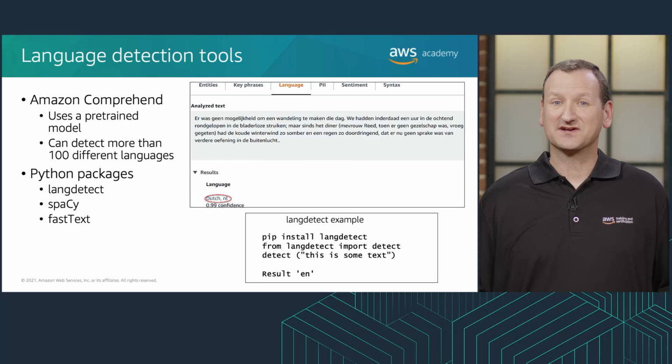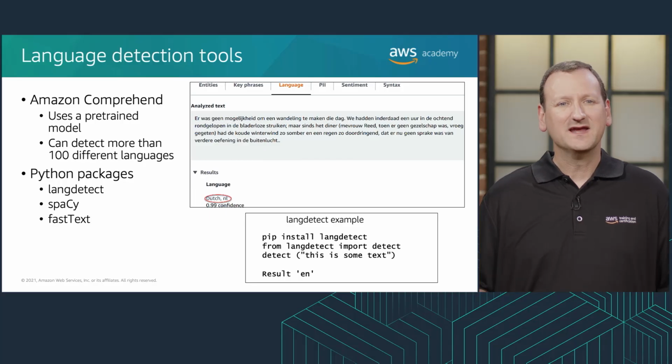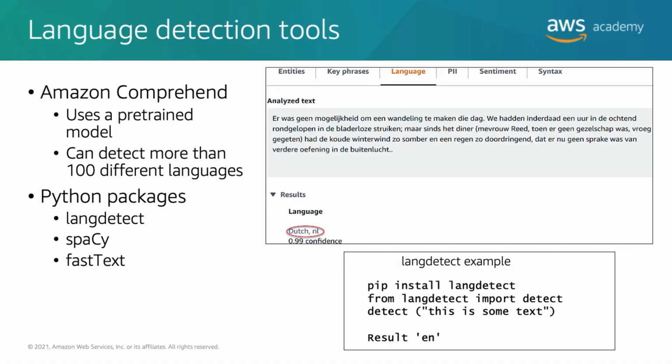In addition to Amazon Comprehend, there are several Python packages you can use to detect the language of a text. LangDetect, spaCy, and FastText all include libraries you can call to detect a language. Here you have a screenshot from the Amazon Comprehend console showing language detection. The code snippet shows how you can use the LangDetect Python package to detect language.